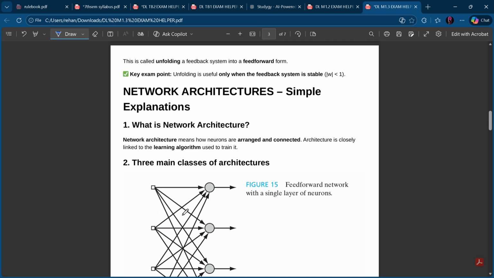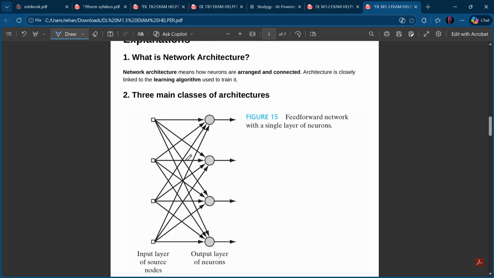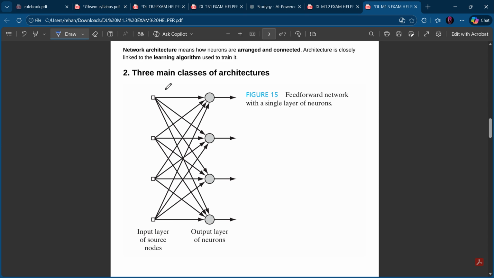So here we have network architecture. What is network architecture? It is how neurons are arranged and how the signal flows. It will show how they are arranged and connected. The interconnection architecture is closely linked to the learning algorithm used to train it. So here we have three main classes of architecture.